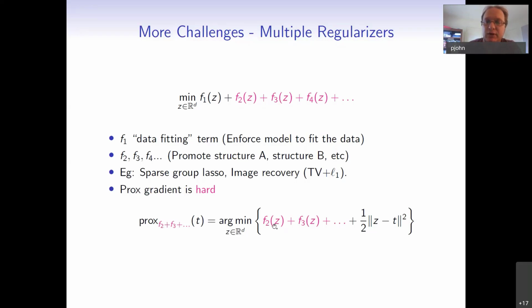Even if each one on its own has a nice prox, even if I can compute it easily for F2, once I start adding terms here, it might not have a closed form anymore. So this is a more complicated problem, and we have to do something a little more sophisticated to solve these sorts of problems.